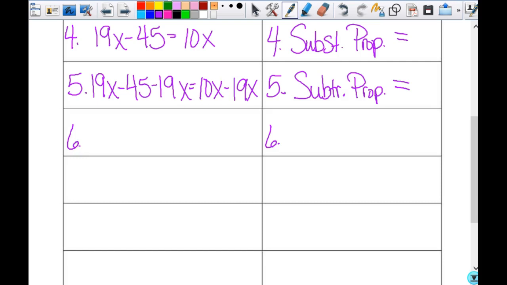All right, so I've subtracted 19x from both sides, so now I clean it up a little bit. These two are going to cancel out, so I get negative 45 equals what? Negative 9x, good. And so substitution.